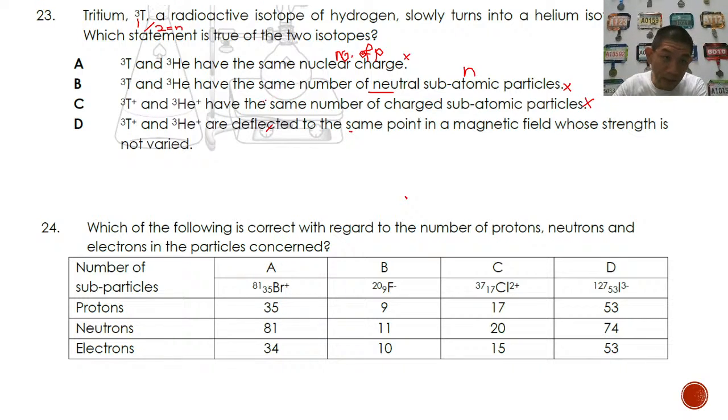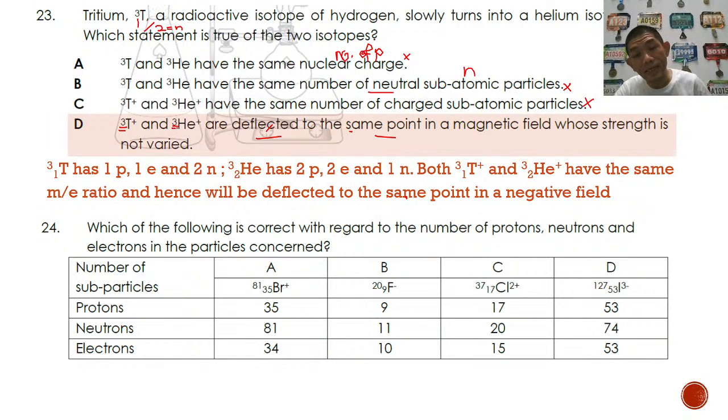And last but not least, T3 plus and He3 plus are deflected to the same point in a magnetic field whose strength is not varied, since they have the same mass number. That means they have the same atomic mass, so they are going to deflect in the same direction. So the best answer here is D. Okay, so this is 23 here.